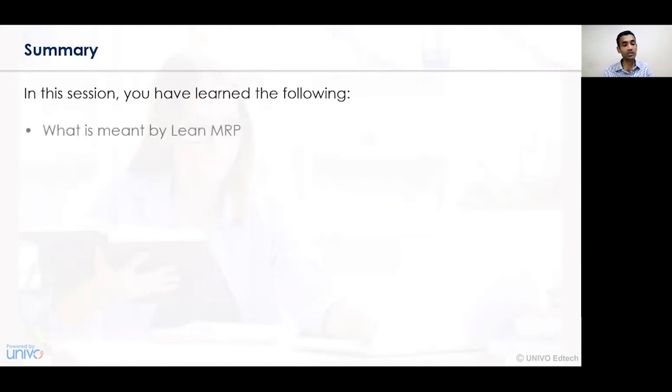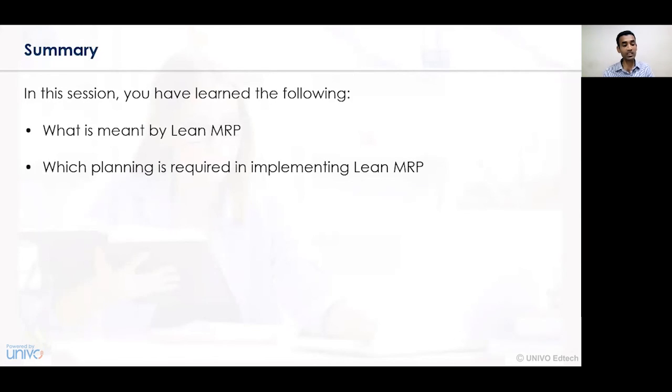Now let's summarize what we have learned in this session. In this session, we have understood what we mean by lean MRP, what planning is required in case of implementing a lean MRP, and lastly, how to implement a lean MRP system in a business organization.